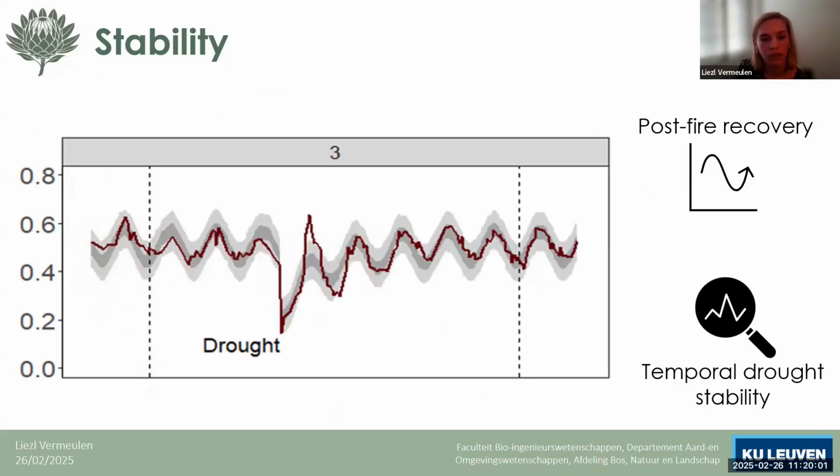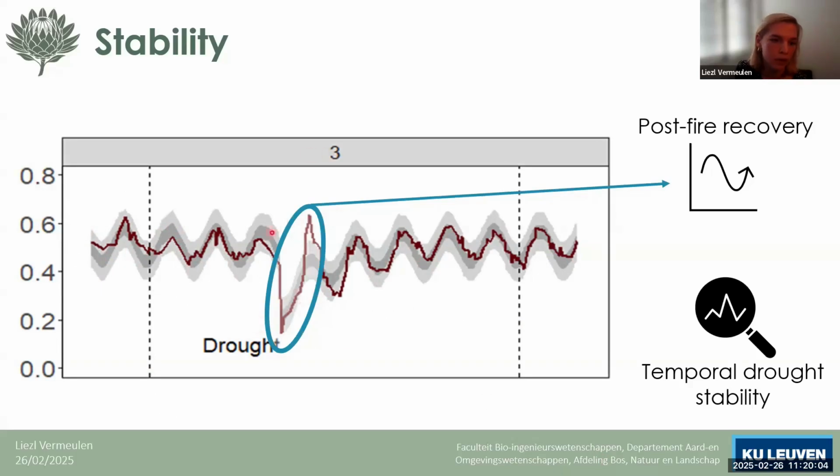So post-fire recovery in this case is, if a fire occurred here, which we can see from the sudden dip, we look at how quickly the vegetation is recovering after the fire. So basically the rate of this increase here. Then temporal drought stability is where we look at the observed vegetation response versus what the model expects for healthy vegetation. Essentially, the bigger this arrow gap is, the more the actual vegetation deviates from what is expected for healthy vegetation, and thus the more unstable that specific location is.